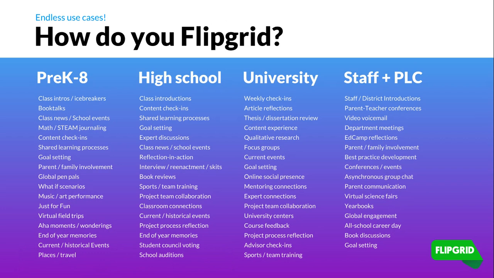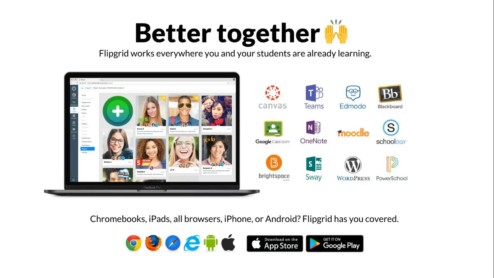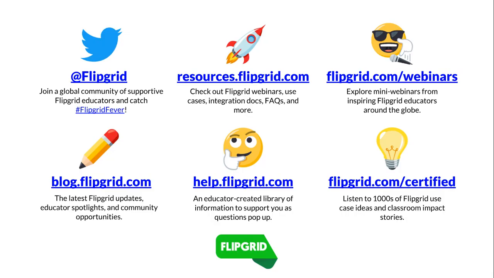Now here are ideas for pre-K through 8, high school. Lots of good ideas out there. This is just a couple of short lists. Again, the Discovery Library has a bunch of ideas, and that's via flipgrid.com. Flipgrid, of course, as most of you use the Google Classroom, so it's great that it has that little button to allow you to share directly to your classroom.